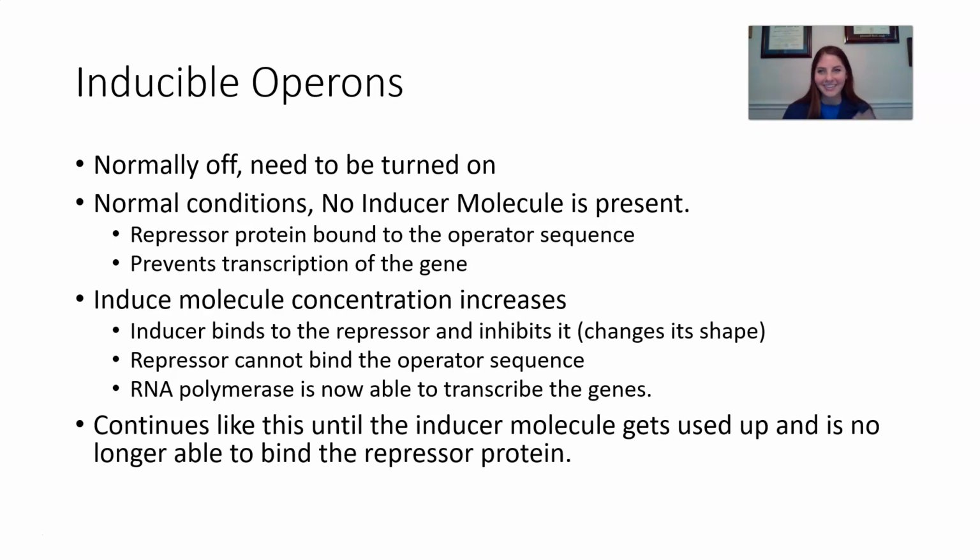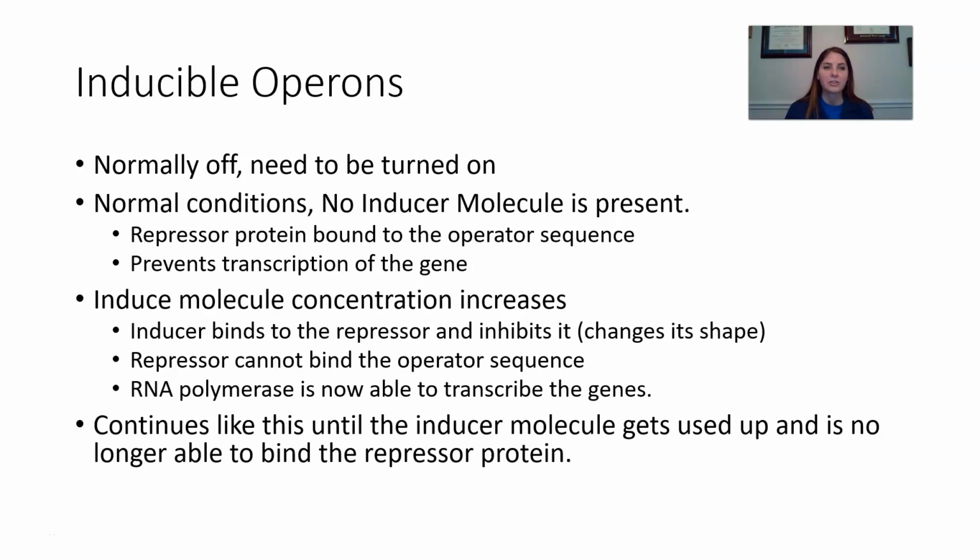So inducible, like I was saying, they're normally off and they have to be turned on. So in normal conditions, there's no inducer molecule present. So they're constantly going to be off. The repressor protein is constantly bound to the operator sequence. So RNA polymerase is just waiting. And this prevents the transcription of the gene.